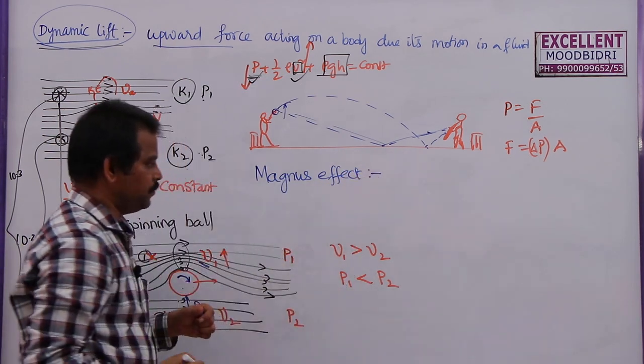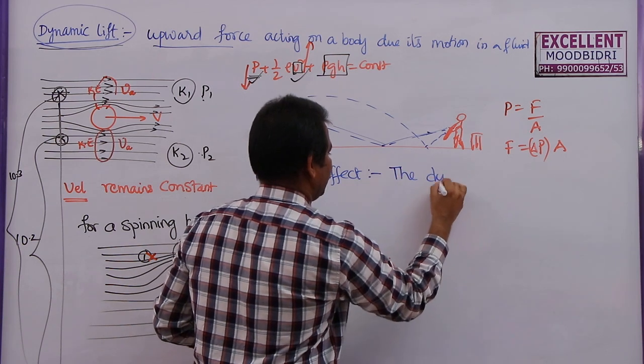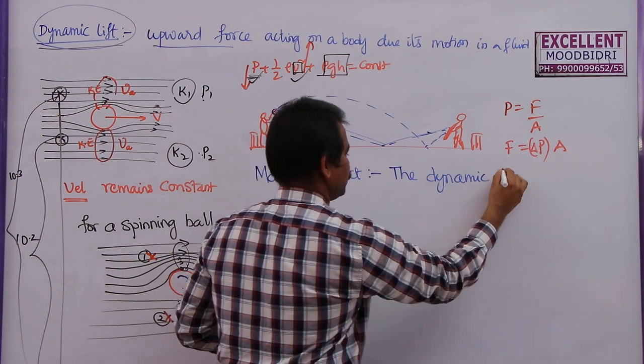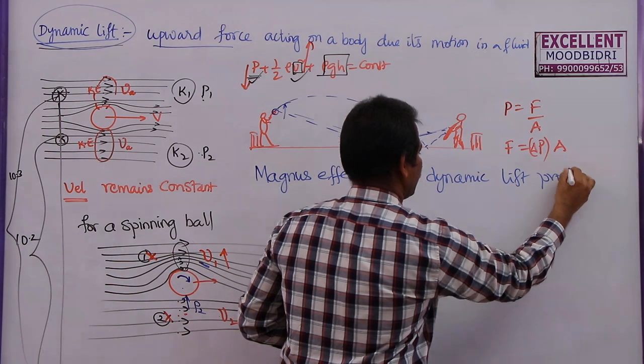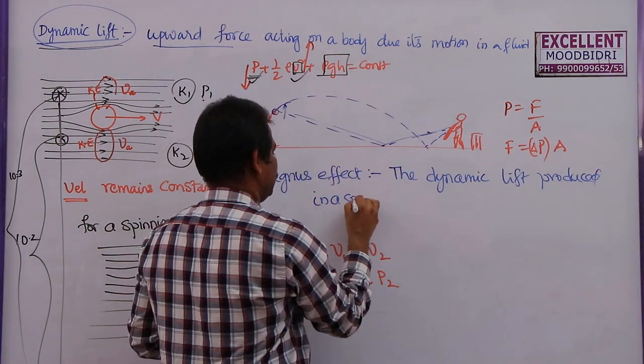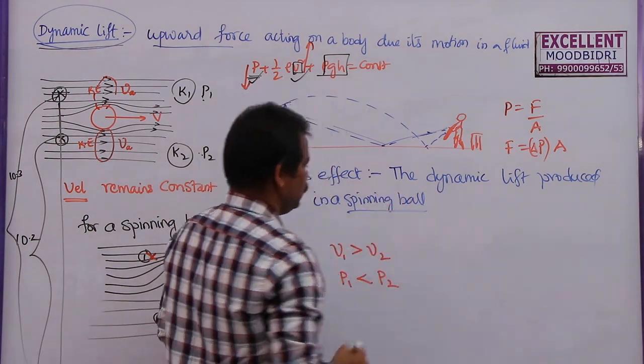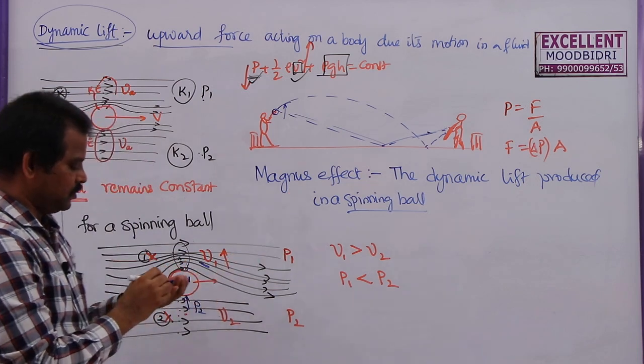So what is the Magnus effect? The dynamic lift produced in a spinning ball is known as the Magnus effect.